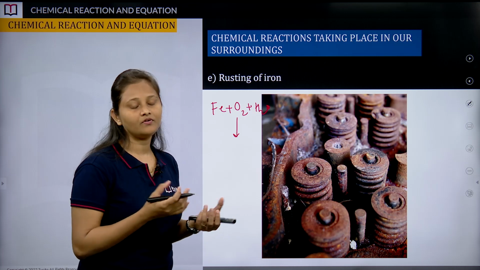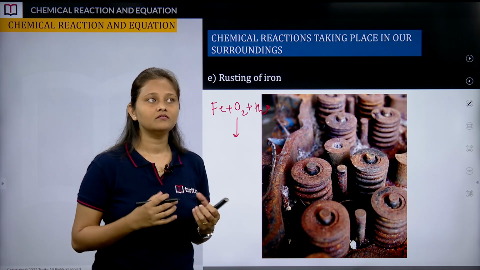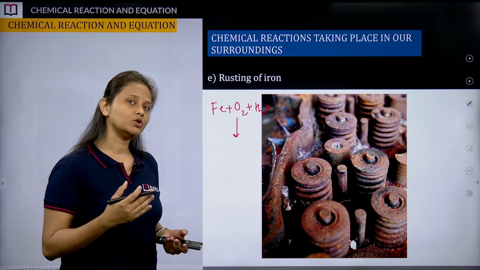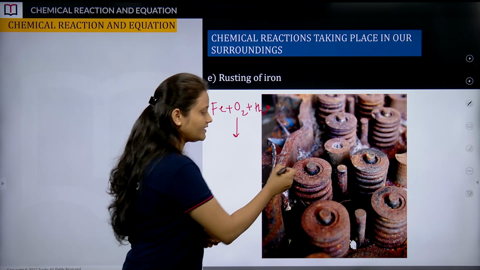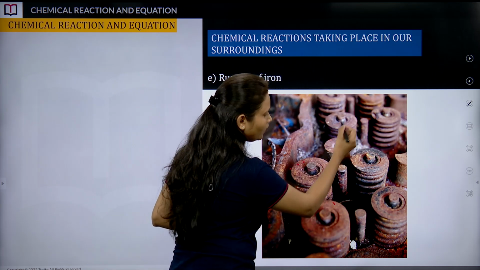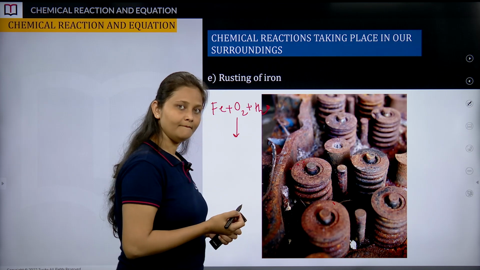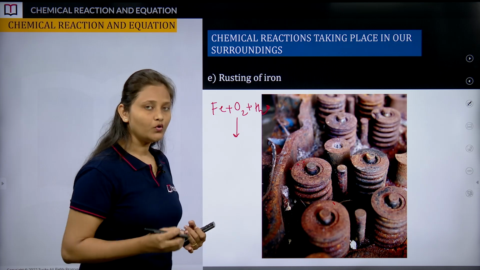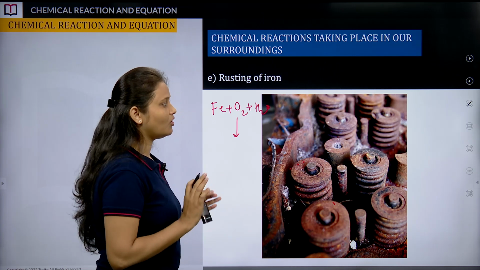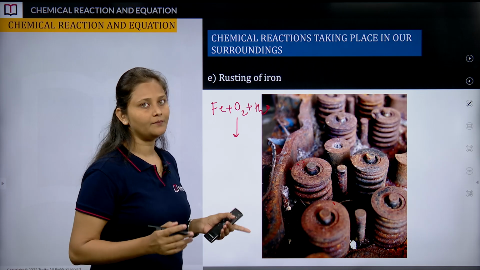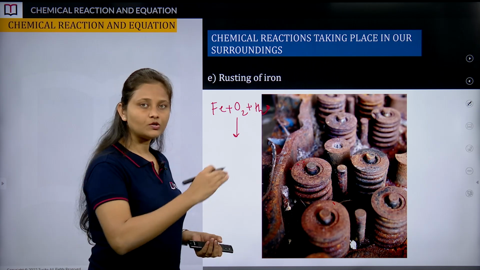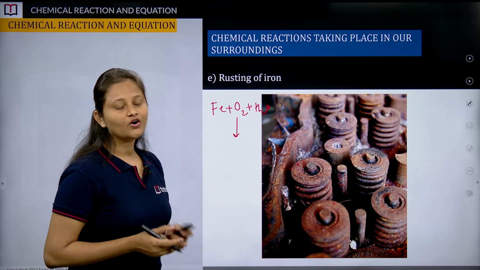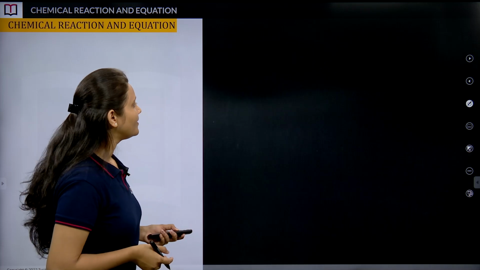Suppose I am purchasing an iron table, and after 6 months or so, I am observing something like this. Can you all see? Can you all observe? Haven't you seen it before? So if this color transformation is happening, it shows us that something has happened. What had happened? A chemical reaction, a slow chemical reaction had happened, and that is nothing but the rusting of iron. Okay, moving ahead.